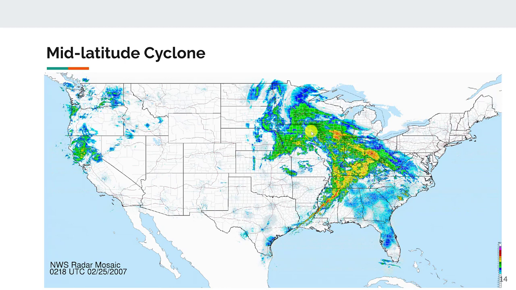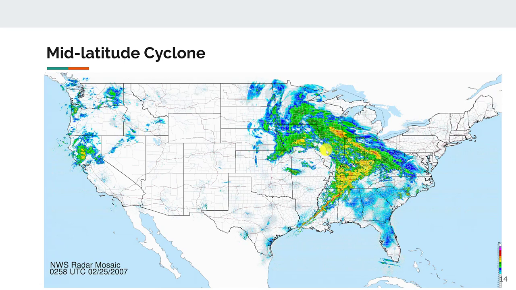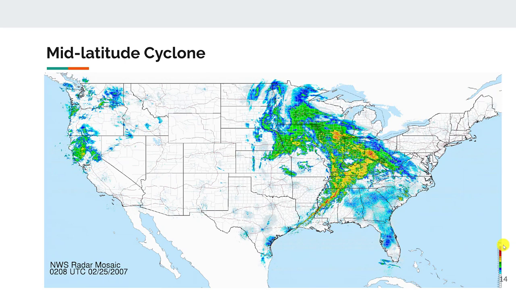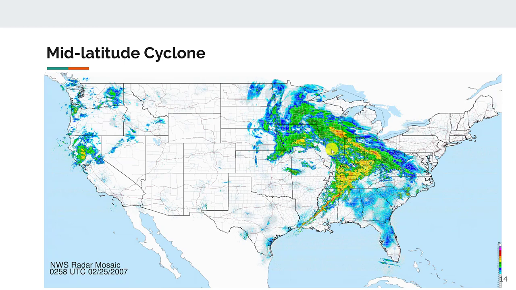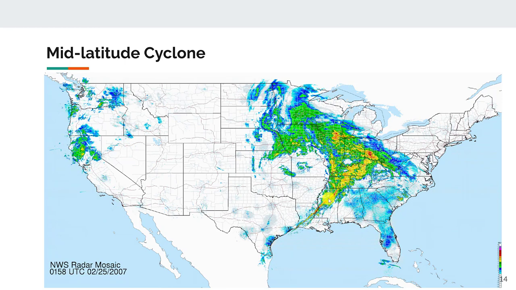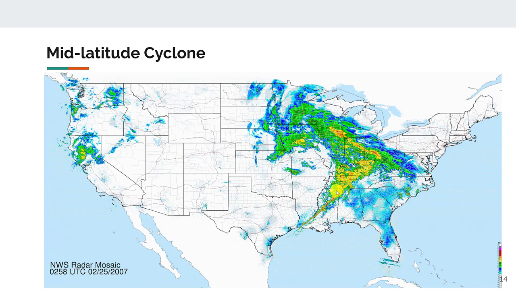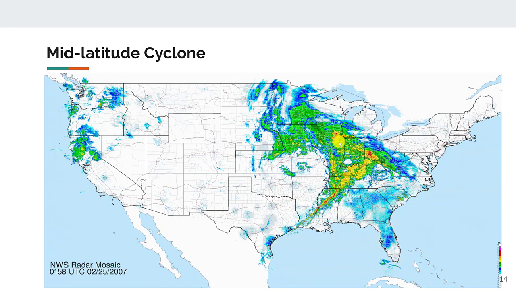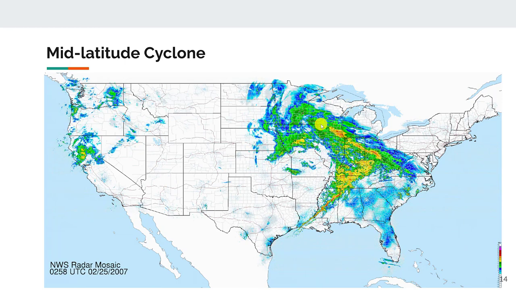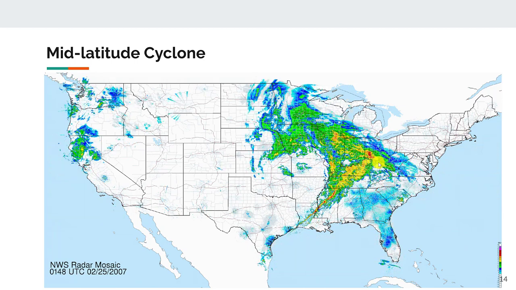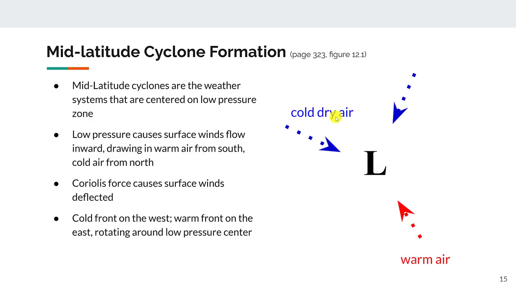Why do I know this? Because you can see these different colors represent precipitation, maybe a little bit smaller. You can see this precipitation line is very narrow, right? So that is your cold front, and here, very wide, that is your warm front. Then how does it form? Let me use this animation to show you, but remember, you need to read page 323.